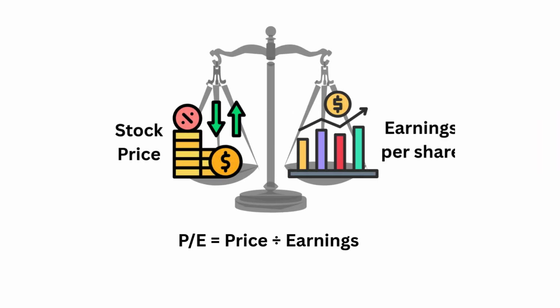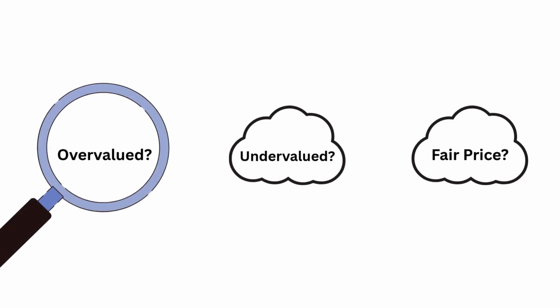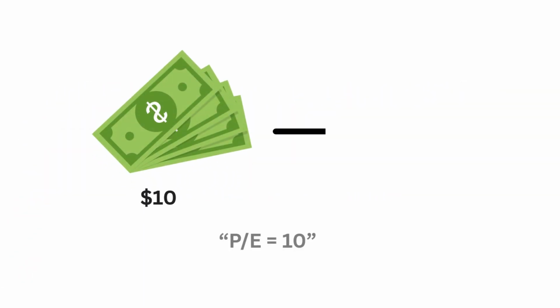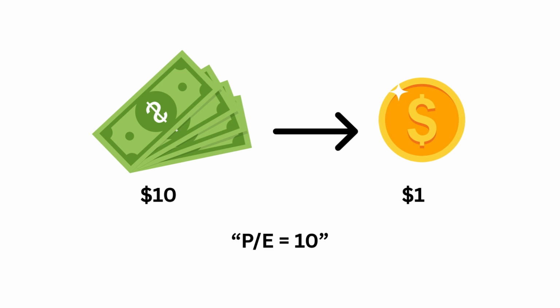P/E ratio, or price to earnings. This ratio compares a company's stock price to its earnings. It helps investors judge if a stock is expensive or cheap. A P/E ratio of 10 means you're paying $10 for every $1 the company earns.